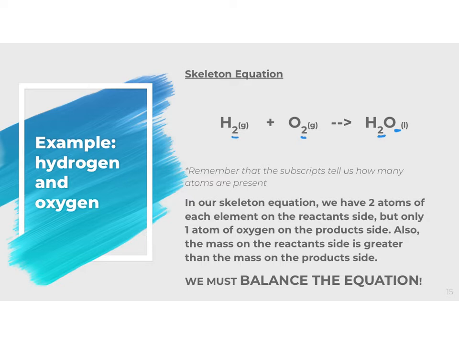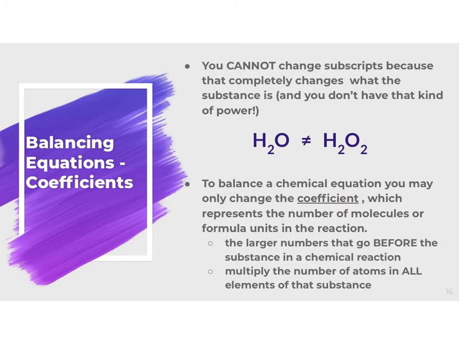Now you might be looking at this and thinking to yourself, okay, I need 2 oxygens. Why don't I just add a 2 to the end of my H2O? And then I will have 2 hydrogens and 2 oxygens on each side. This is something you can never ever do. You cannot change the subscripts because that is going to completely change what the substance is. And you don't have that kind of power.